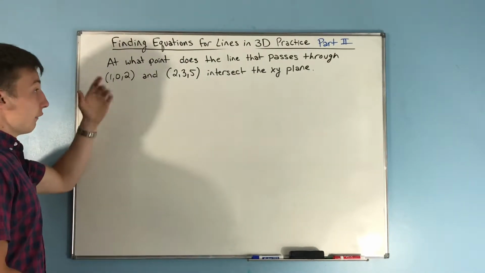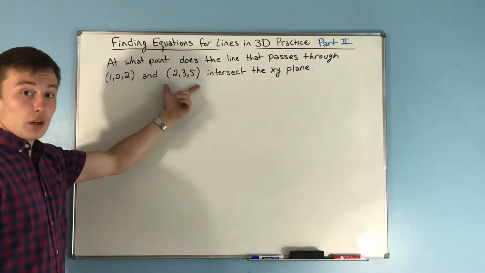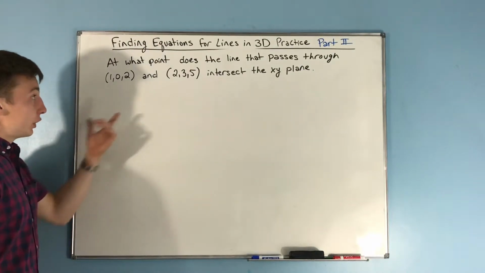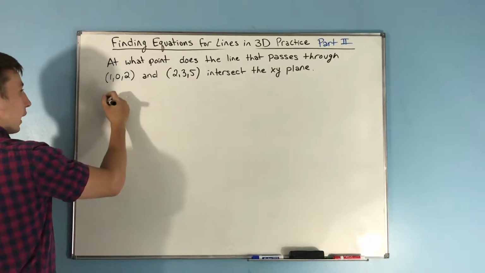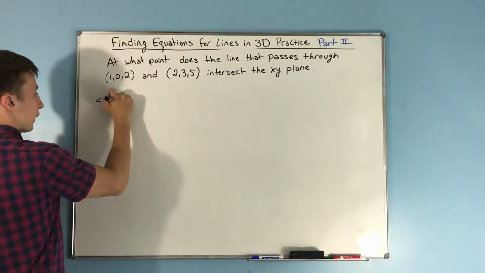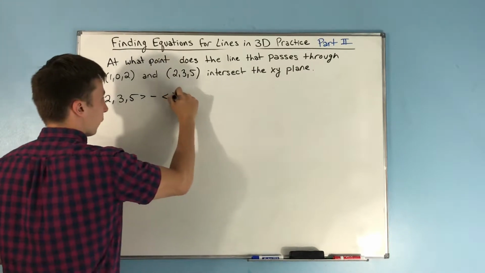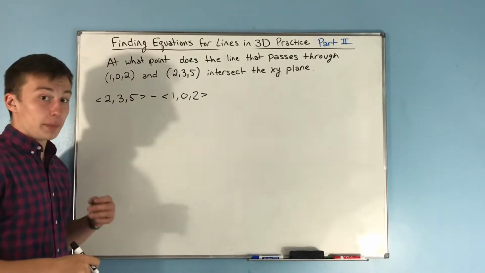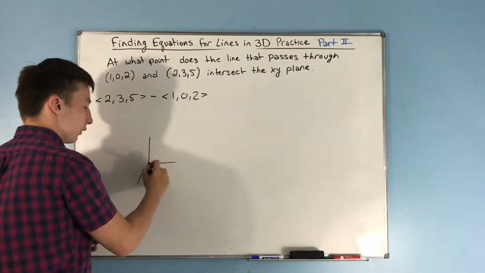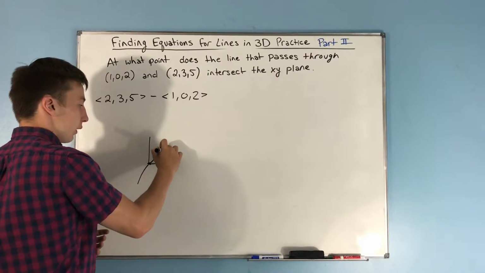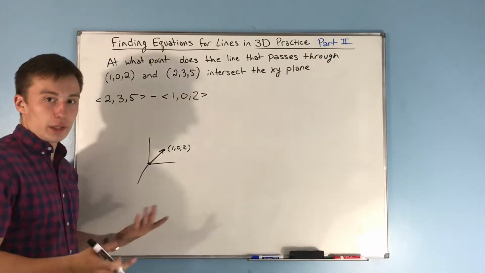If this line is crossing through (1, 0, 2) and it's crossing through (2, 3, 5), let's find a vector that goes from this point to this point. We'll do this position vector (2, 3, 5) minus this position vector (1, 0, 2). For those of you unfamiliar with a position vector, it's literally just a vector that starts at the origin and points to some point. Let's call this (1, 0, 2); that vector would be the vector (1, 0, 2).